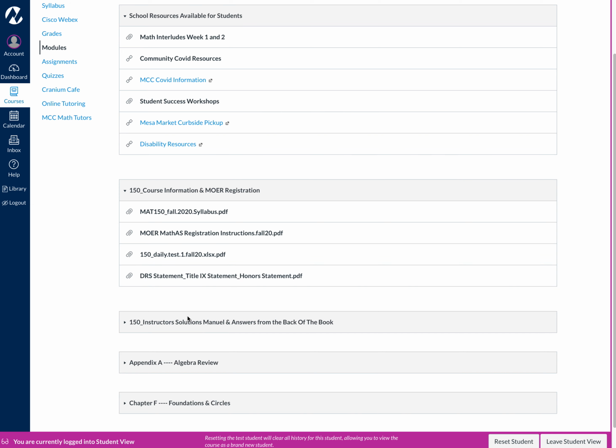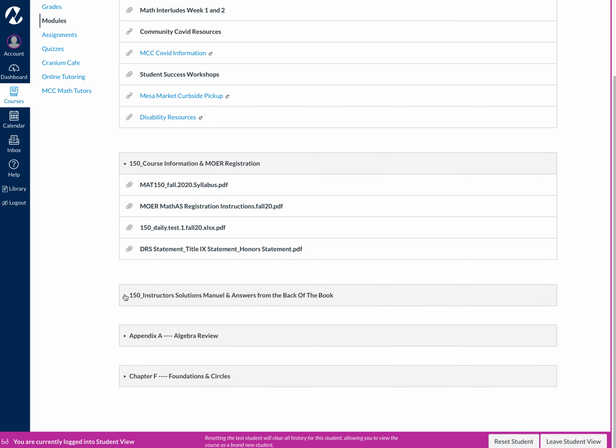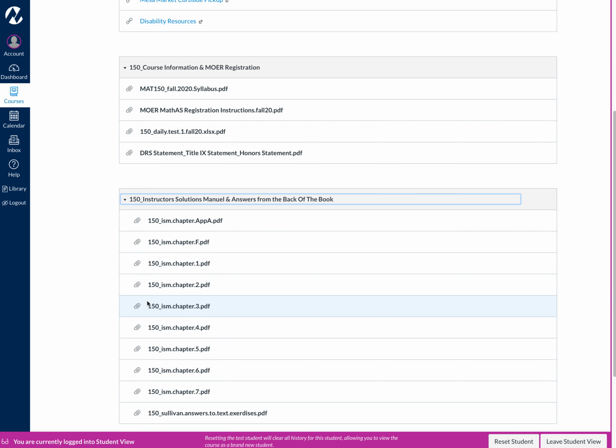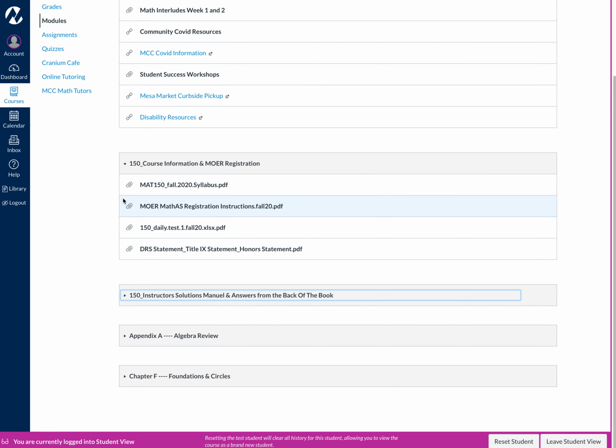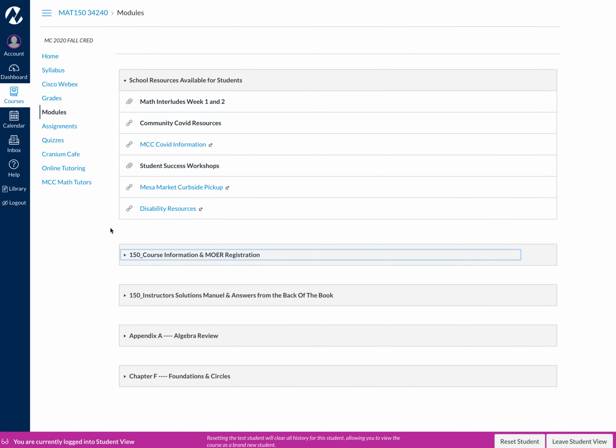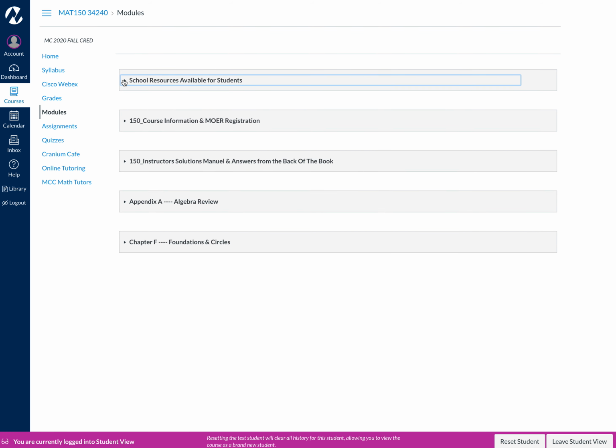And there's a DRS statement. Here is the full instructor solutions manual for all the chapters, both evens and odds, and the answers that are in the back of the book. This is set up for my on-campus class, so it's set up a little differently in that sense for all the information that's there, because this is where it's normally used.